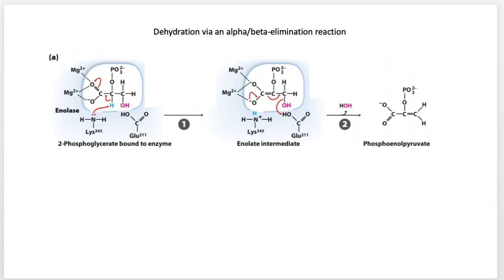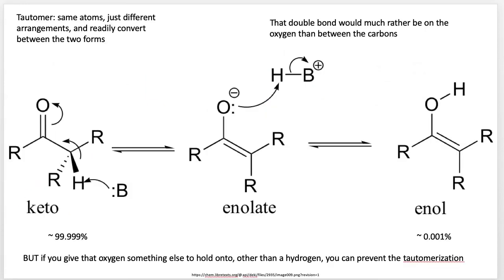I have a little diagram here. I mentioned a second ago that this double bond would much rather be on these oxygens than between the two carbons. That's really weird, so why is that? Well, normally we would do that. That's the keto form of the tautomer. Tautomers are the same atoms, just different arrangements, and we rapidly go back and forth between the two, but we prefer the keto form.